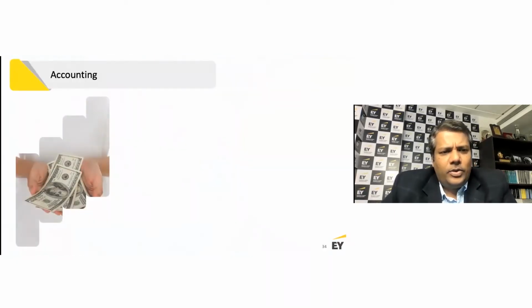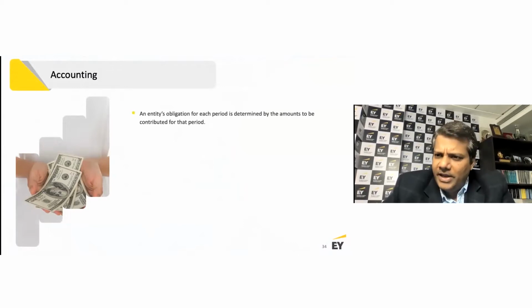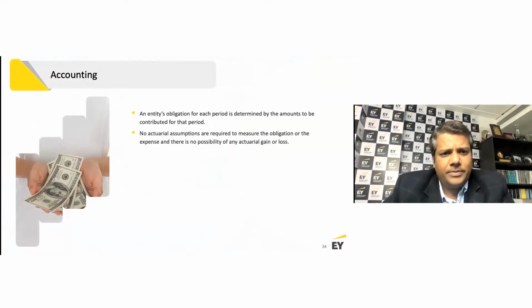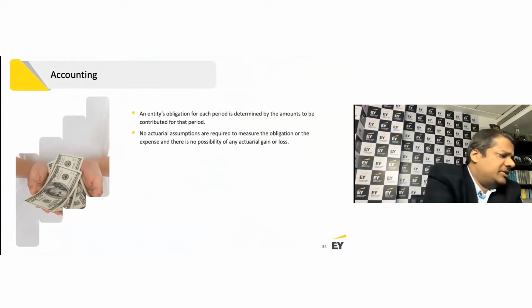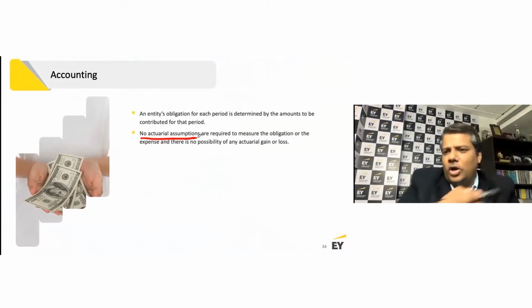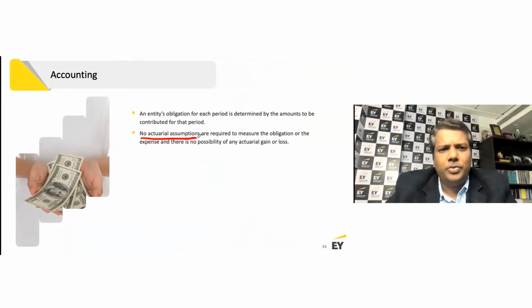So when I look at the accounting, what is it we need to do? An entity's obligation for each period is determined by the amounts to be contributed for that period. No actuarial assumptions are required because it's like short term, where cash needs to be contributed to measure the obligation or the expense, and there is no possibility of any actuarial gain or loss because I don't have the actuarial risk. From an employer perspective, they don't have the actuarial risk. The obligations are measured on an undiscounted basis.